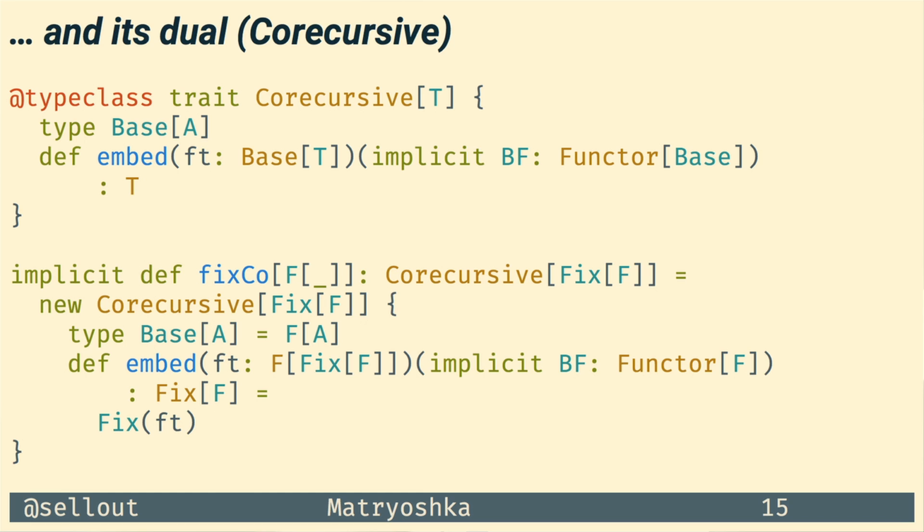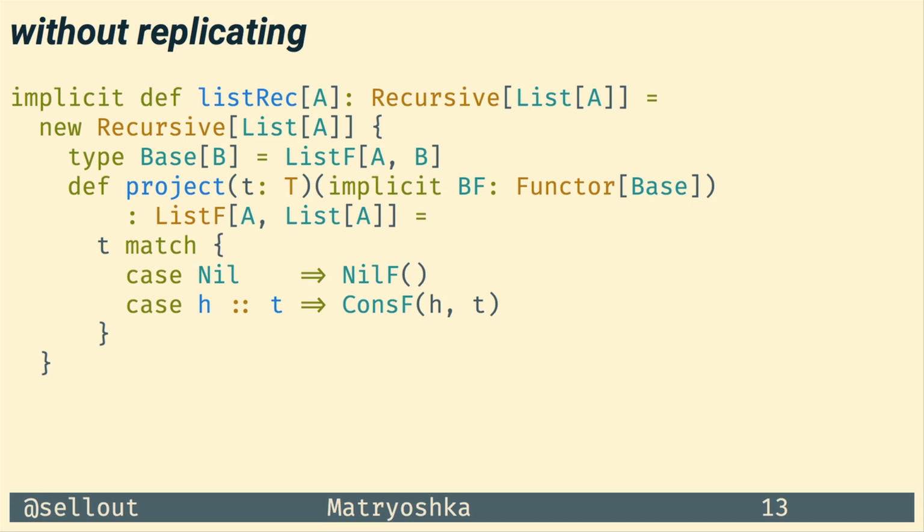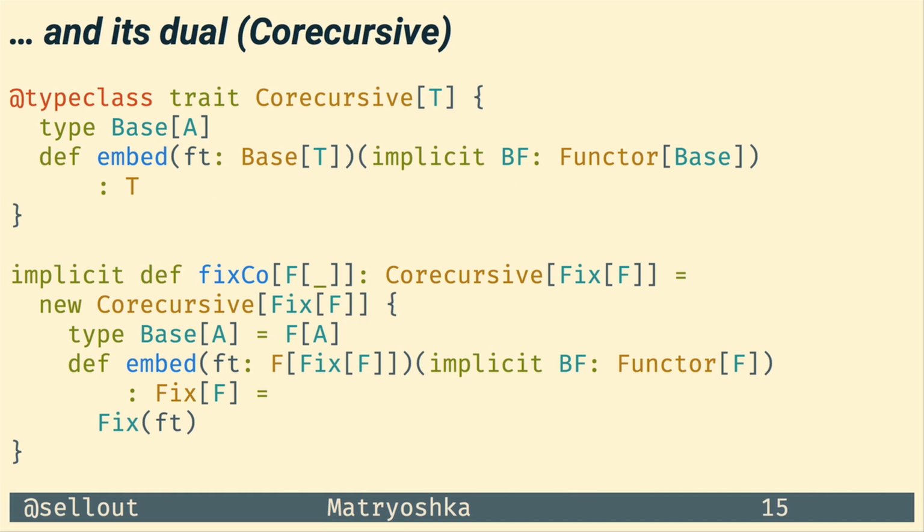So that recursive type class I showed you, we had one. There's an instance of it here, right? Where we define project, it has a dual, so we reverse the arrows, right?